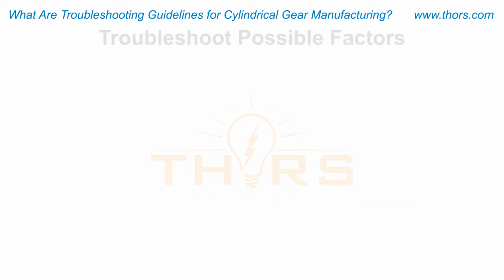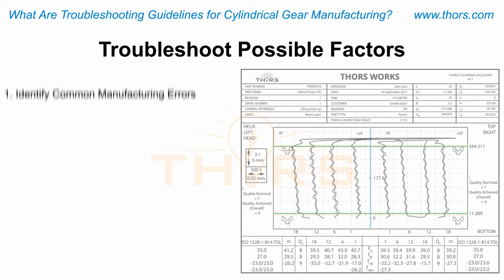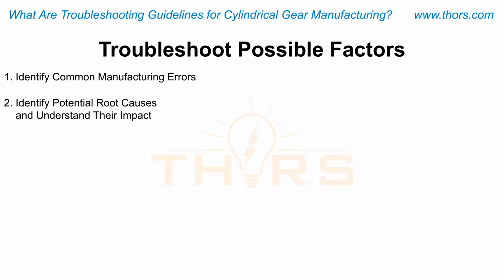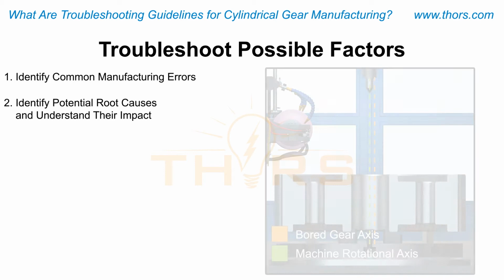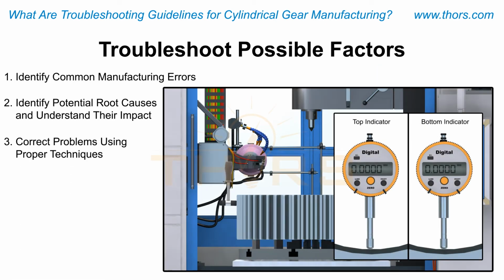In an effort to troubleshoot the possible factors that cause errors, it is important to first identify the most common manufacturing errors. By recognizing the manufacturing errors, their potential root causes can be identified, and their impact understood. Once the root cause is identified, finally, the problem can be corrected.